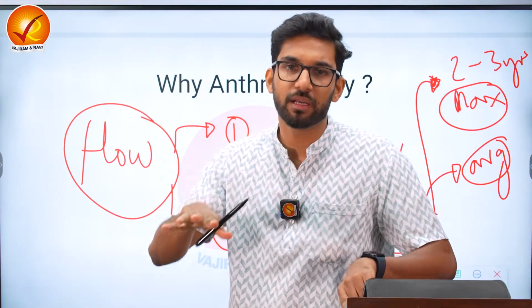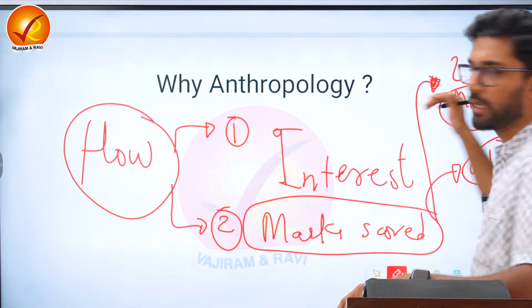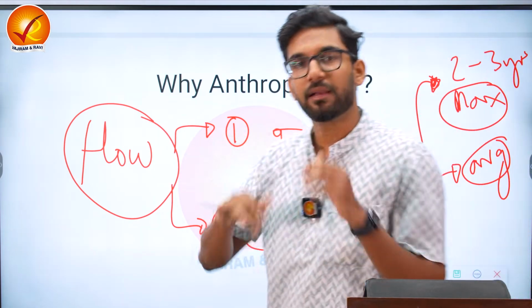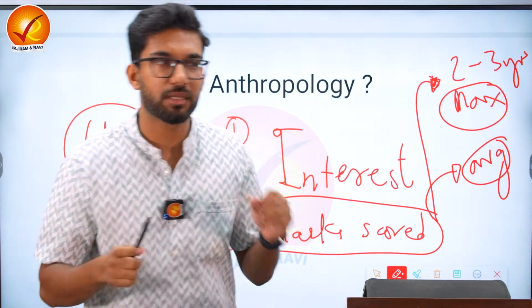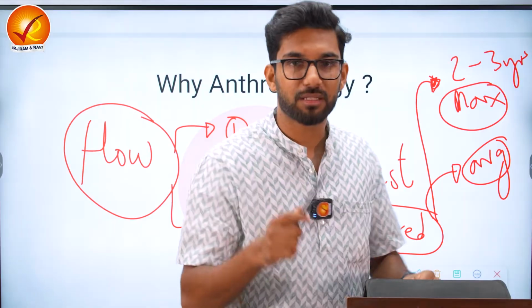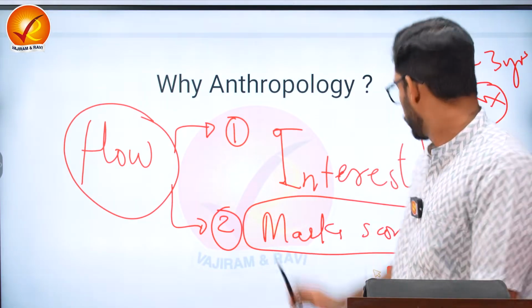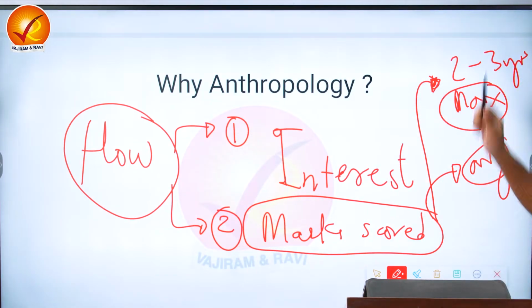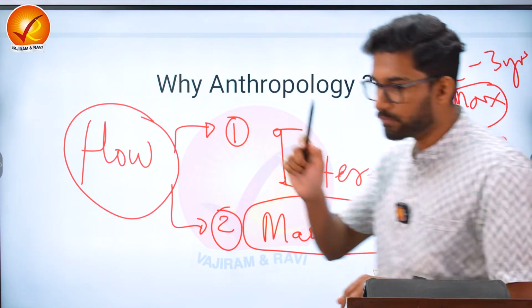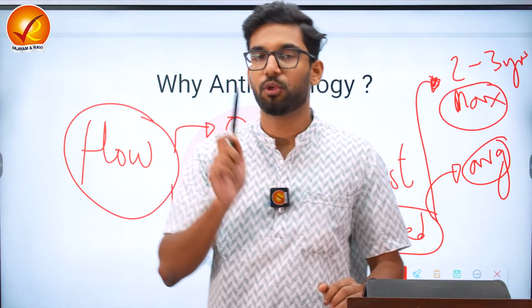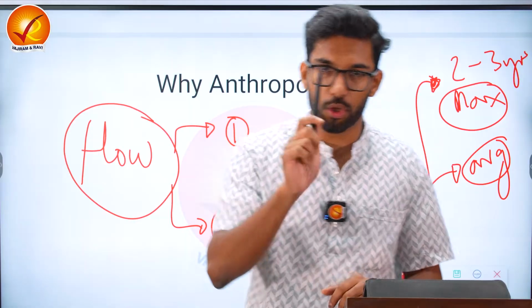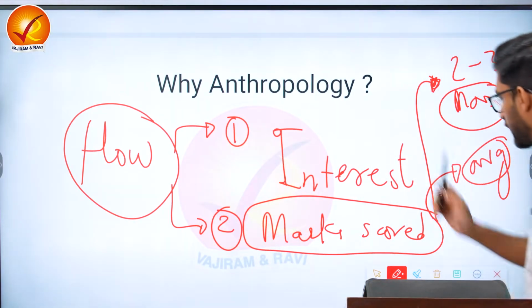Don't just limit it to 1 year again. Find it for the last 2 to 3 years. And then again, you will get a pretty good understanding of how many marks the optional is actually scoring. So these were the two main pointers that you should keep in mind before choosing the optional. One is interest and second is marks scored.